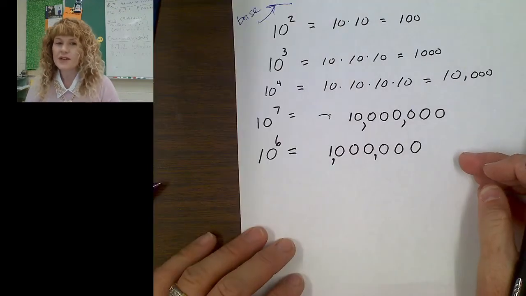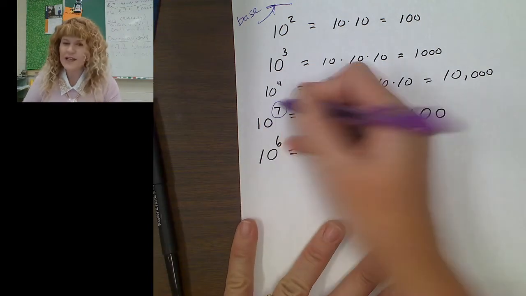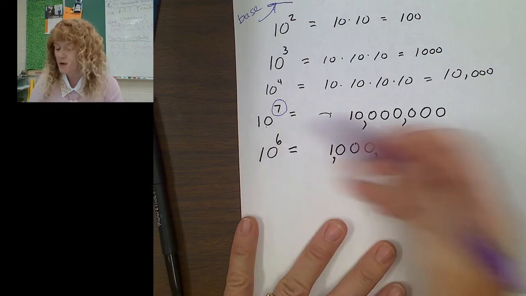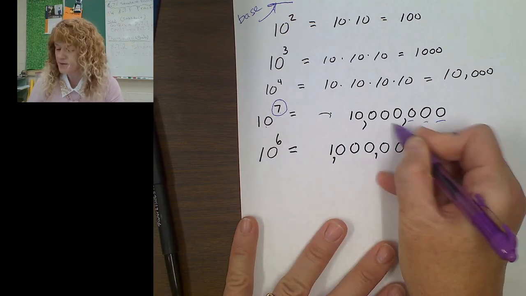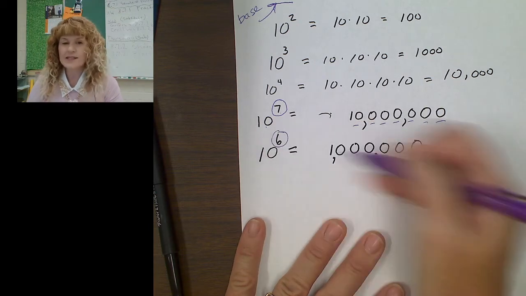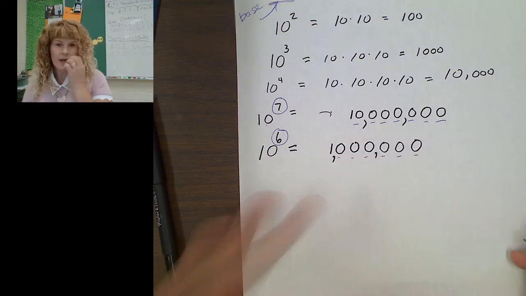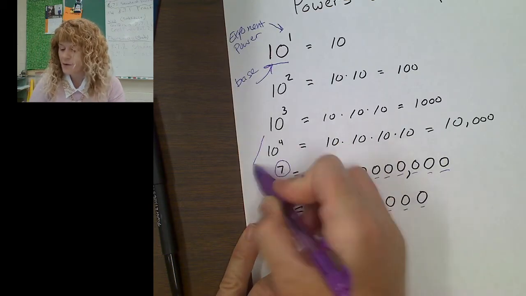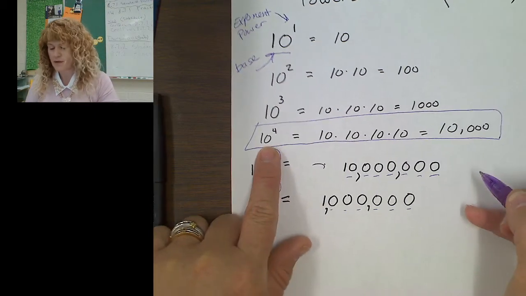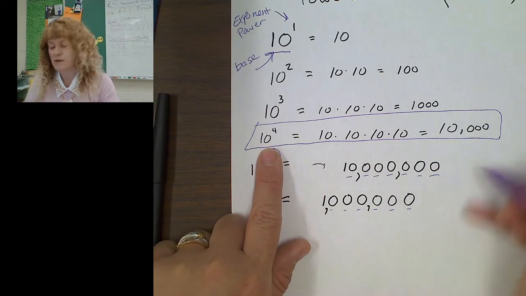Okay, I'm going to show you an even faster way. Just look at the exponent, and that's how many zeros you have. So 10 to the 7th power, that's 1, 2, 3, 4, 5, 6, 7 zeros. 10 to the 6th power is 6 zeros. Look back. 10 to the 4th power, that's 4 zeros. The exponent on the 10 tells you how many zeros.